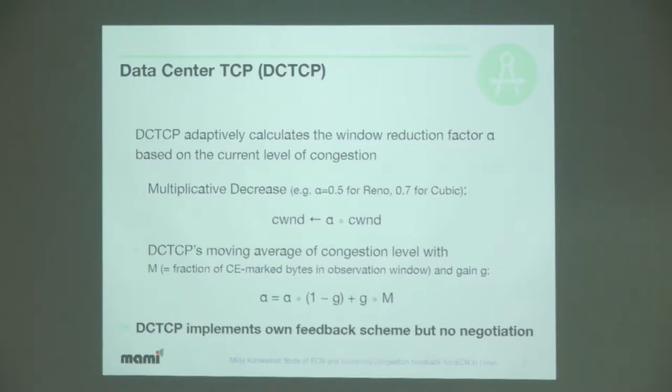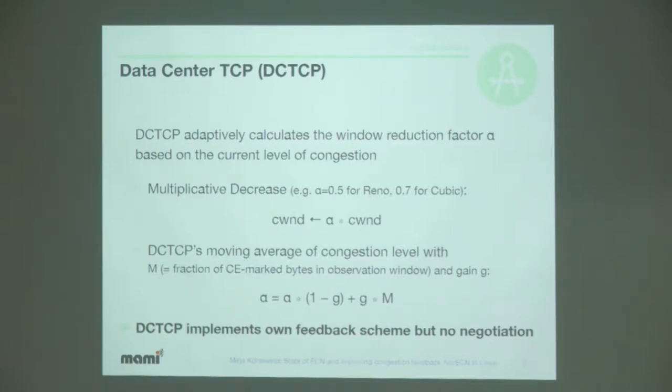And what you have here is that congestion control usually does this kind of multiplicative decrease when it gets a congestion signal. So that means you have your window, you have a multiplier, and when you get a congestion signal, you just reduce your window. In Reno, that's a fixed multiplier of 0.5. In Cubic, it's a little bit less, it's 0.7, so you reduce less. But it's always a fixed value.